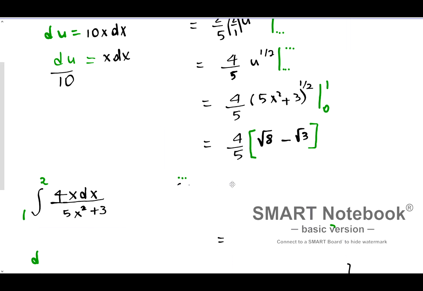I always prefer the exact answer, but you can also check. Sometimes the answer is given to you in decimal form, you can always convert it to check, and it turns out to be 0.877. So a u-substitution question where we had to use the power rule for that one, right?